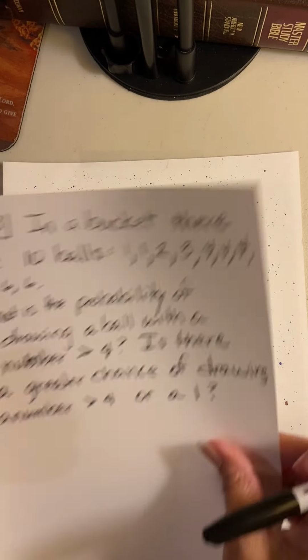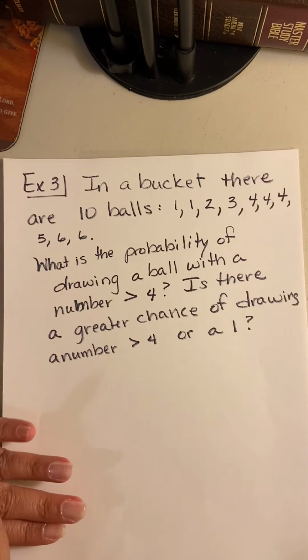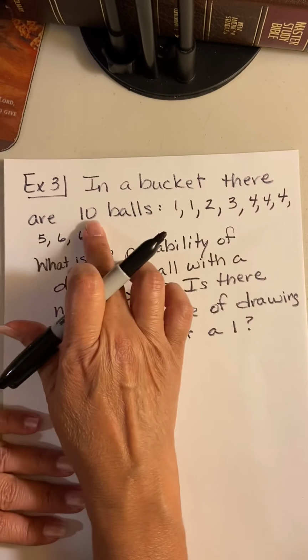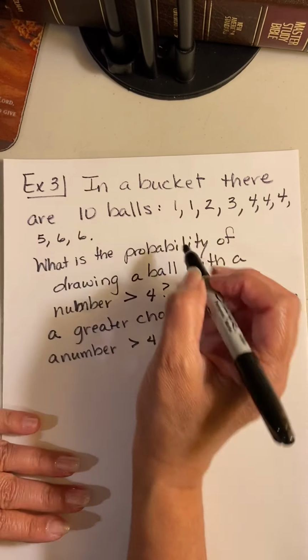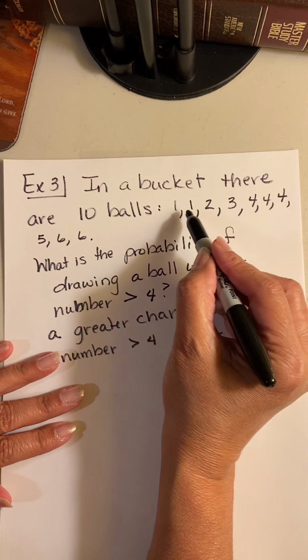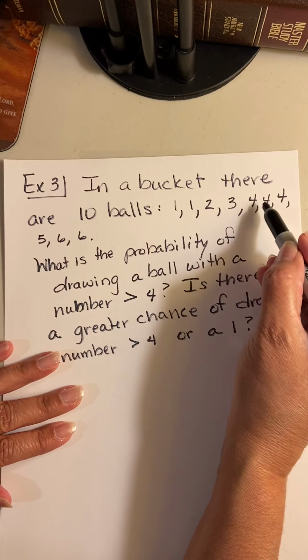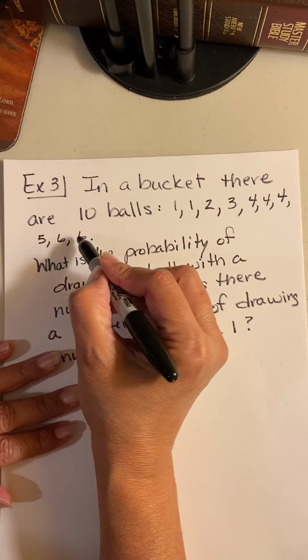And let's go on to calculating chance. All right, example number 3. It says, in a bucket there are 10 balls. Okay, so there's my total. And the balls are marked 1, 1, 2, 3, 4, 4, 4, 5, 6, 6.